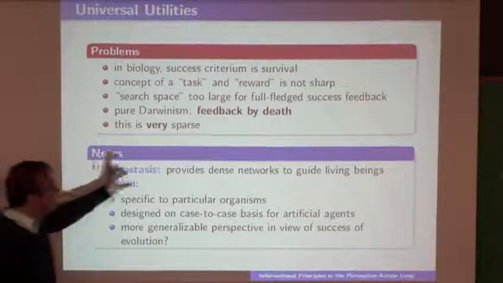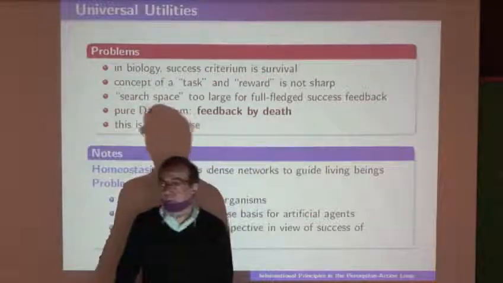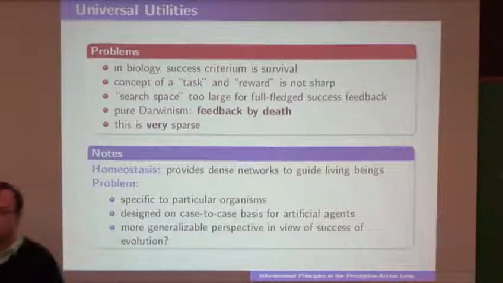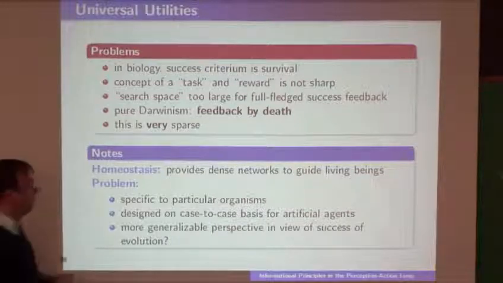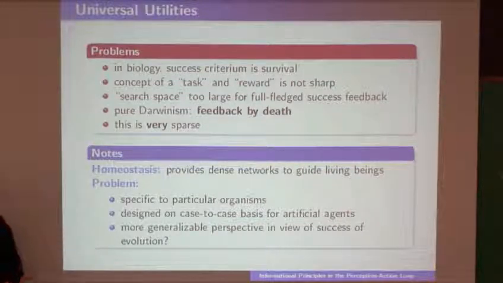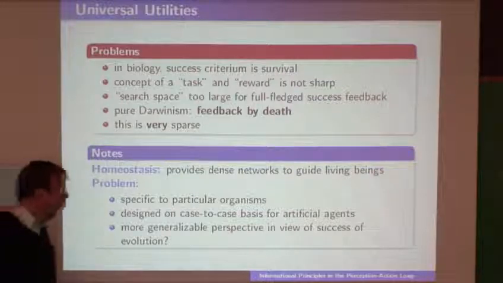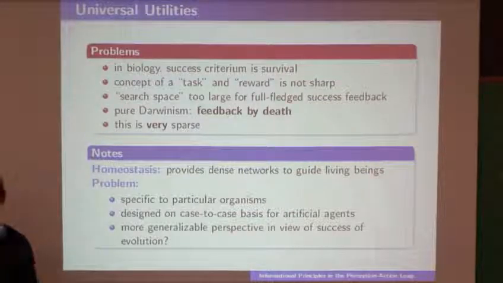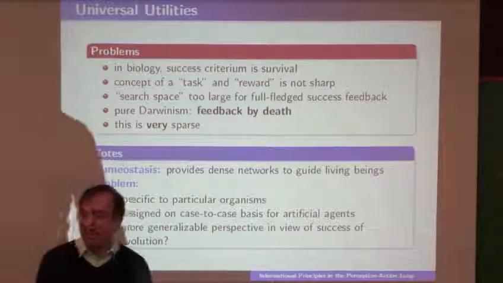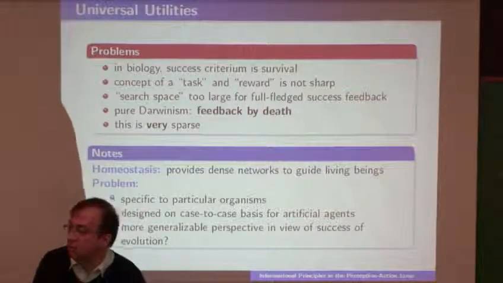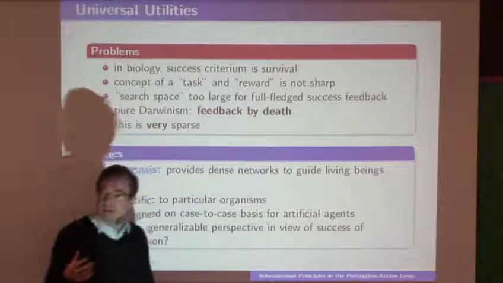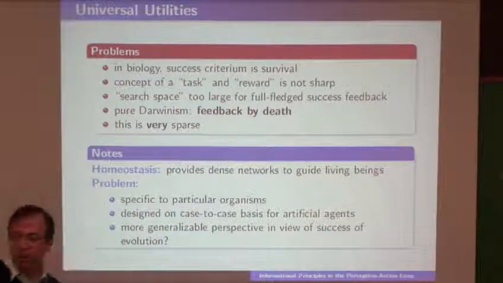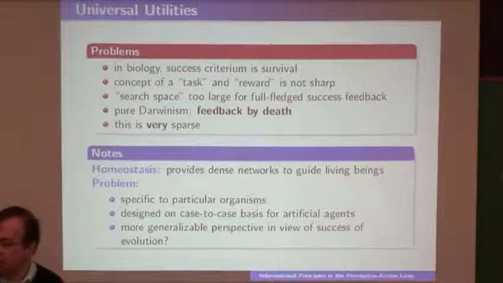Well, we know there are dense networks that guide living beings. So they keep you out of trouble. You get hungry before you die. You get thirsty before you die, and so on. The problem with many of them is that they're specific to particular organisms. What may be dangerous to you may not be dangerous to somebody else. We eat chocolate. Definitely no other mammal can handle chocolate as well as we do. So we can poison other animals. I was always joking that this is actually an advertisement for chocolate, humans made for chocolate.